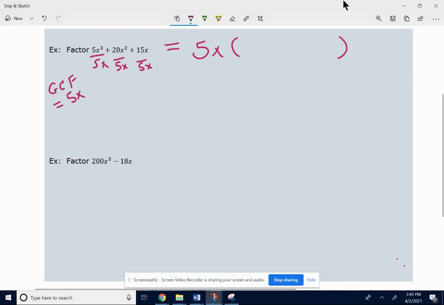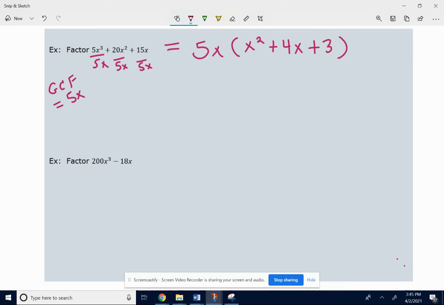5x to the third divided by 5x. The 5's wipe out. We're left with x to the third divided by x to the first, which is x to the second. The next part: 20 divided by 5 is 4, and x to the second divided by x to the first, subtract to get x to the first. So a positive 4x is the middle. 15x divided by 5x: 15 divided by 5 is 3. The x's wipe out.